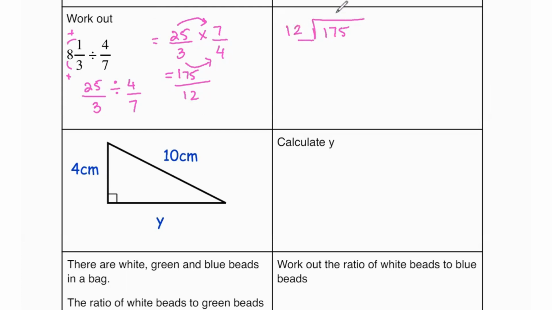So we know 12 ones are 12. 17 minus 12 is 5. Bring the 5 down. And 12 times 4 is 48. So 55 minus 48 is 7. So your answer in mixed number is going to be 14 whole number 7 over 12. As you can see, the denominator is actually the same. What changes is the numerator, and the whole number is the new thing that gets added to the fraction.